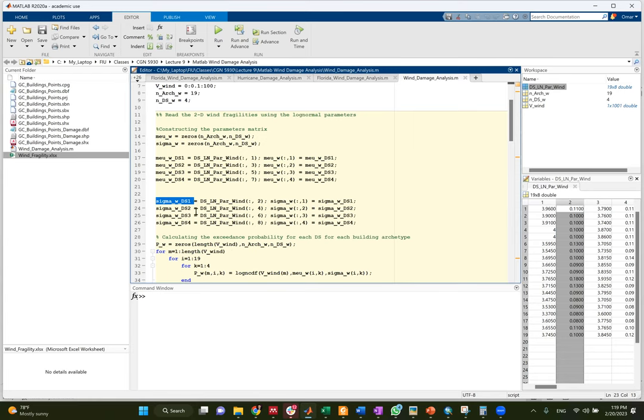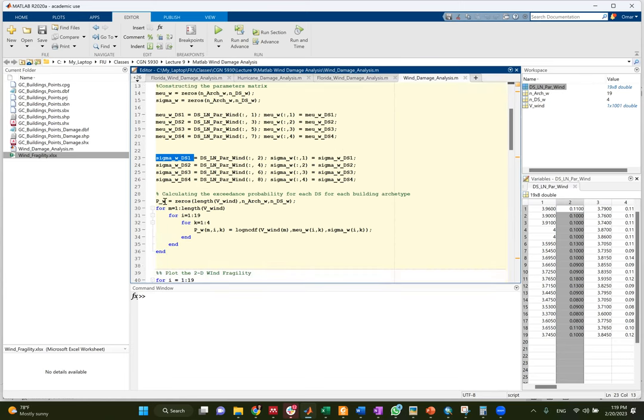Then the next thing is to calculate the probability of exceedance from these lognormal parameters. What I did here was calculate the probability of exceedance for each wind speed, for each archetype, and for each damage state. So it's a 3D matrix that has three dimensions: the wind speed, the number of archetypes, and the damage state.